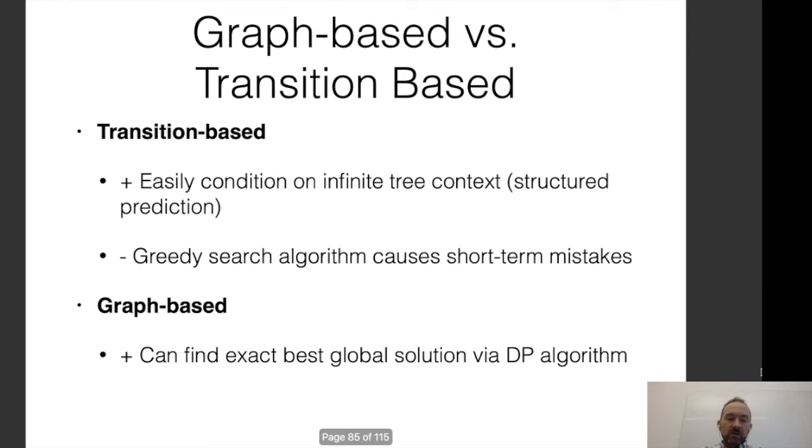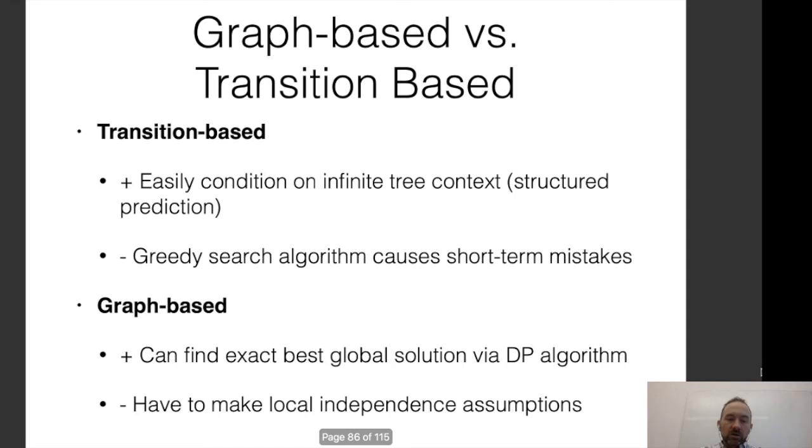Graph-based parsers, on the other hand, can find an exact best global solution via dynamic programming algorithms, but they have to make local independence assumptions. So we can't take advantage of the fact that, because this other dependency somewhere else in the dependency tree exists, this dependency is more likely to occur, because all of the edges are scored independently.